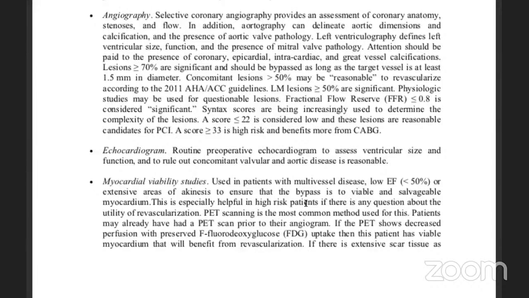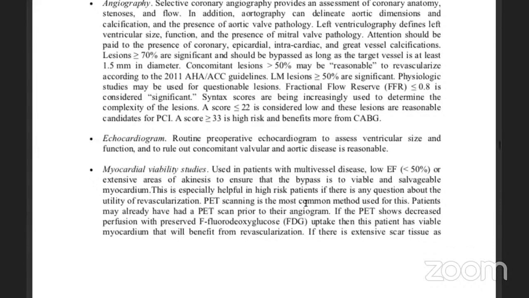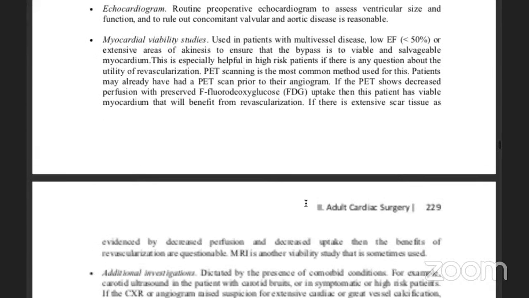This is especially helpful in high risk patients. Are there any questions about the utility of the scan? It is the most commonly used method. MRI also can be used.